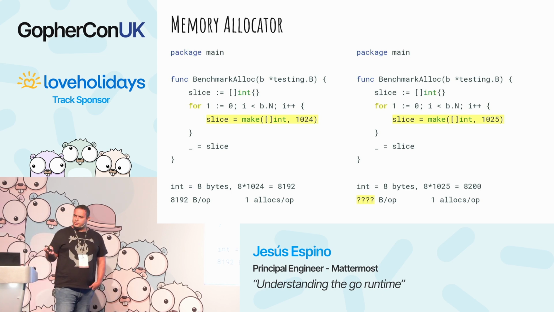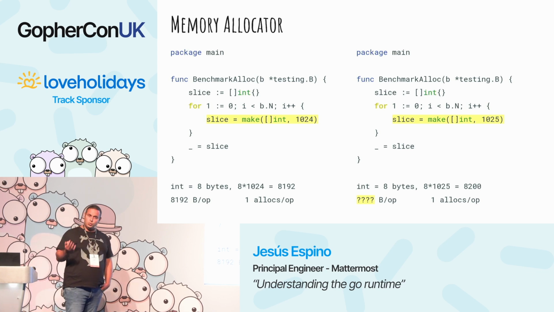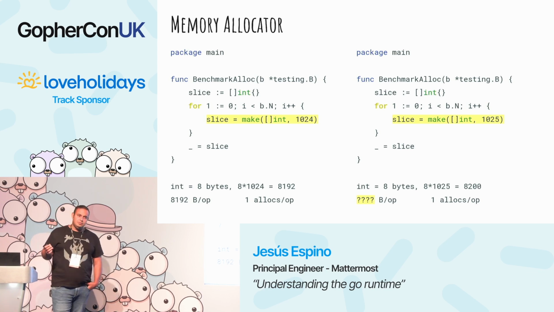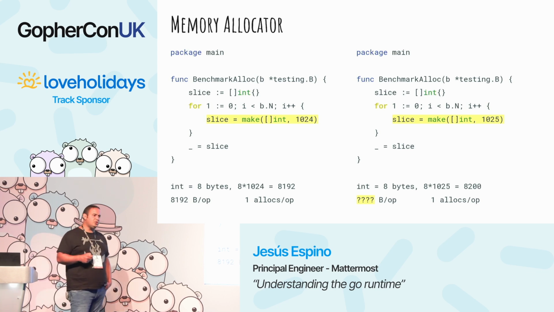These are 2 benchmarks. One is generating a slice of 1,024 integers. That means 8 kilobytes, that means 8,192 bytes. And you can see that the number of allocations per iteration is 1, and the number of bytes is exactly that, 8,192.